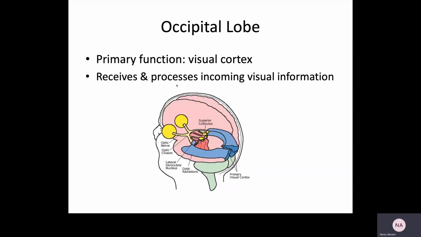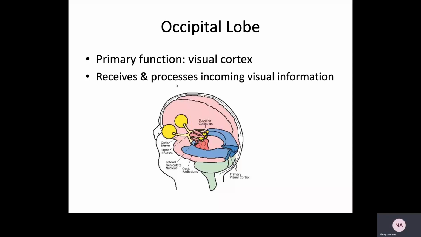The occipital lobe, as soon as you hear occipital lobe, I want you to think processing visual information. Please do not tell me vision. Vision, the structure that has responsibility for vision will be your eye. So your eyes are responsible for vision.